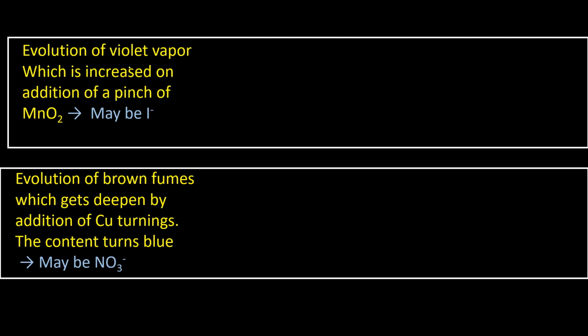Now coming to the next one. If you get evolution of violet vapor, which is increased on addition of a pinch of manganese dioxide, just like chloride and bromide, but if you get violet vapor, it may be iodide. So similar things, you take iodide salt plus your concentrated H2SO4, then it will release hydrogen iodide, a weaker acid, plus as usual sodium bisulfate.